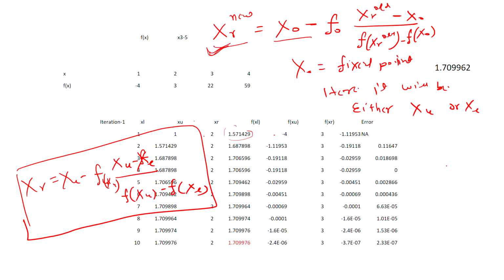From the next video onward, we will start the open methods, and the first method in open methods will be Picard iteration, or it is also called fixed point iteration.